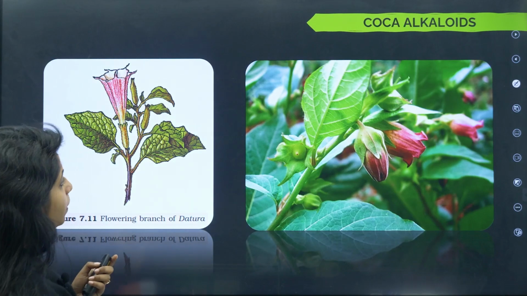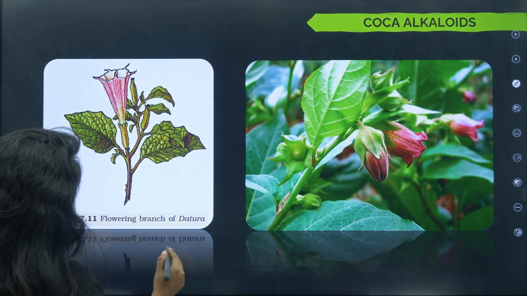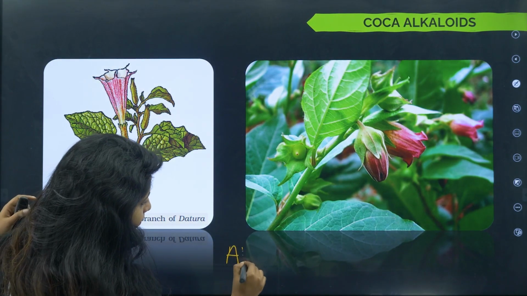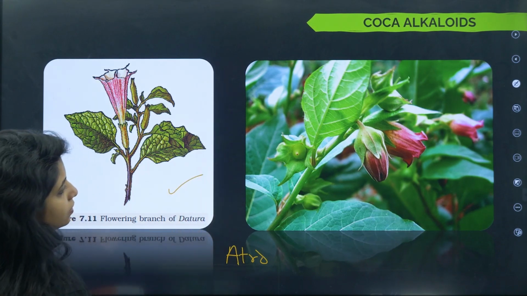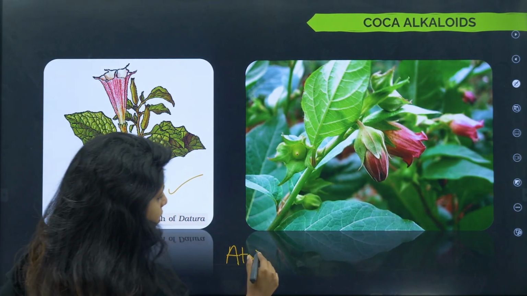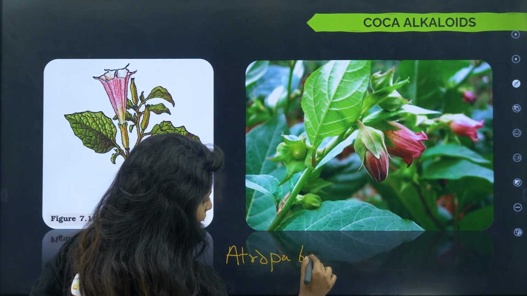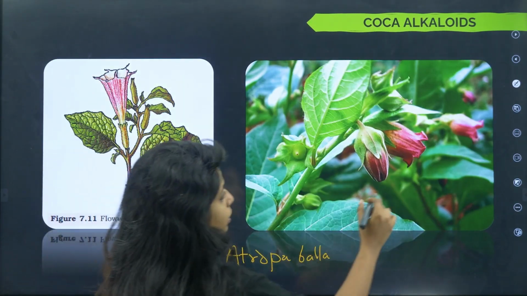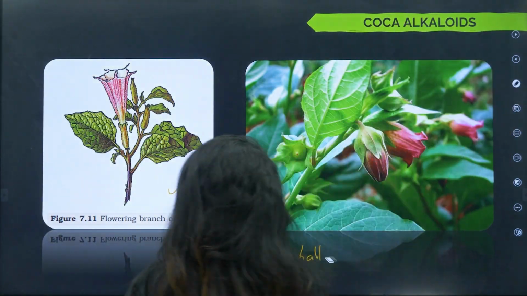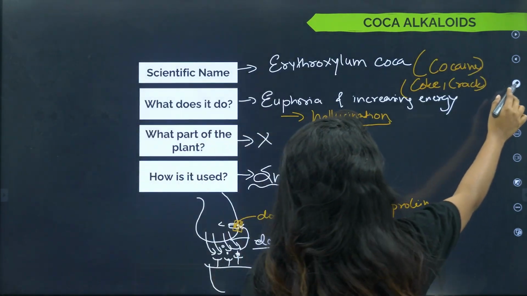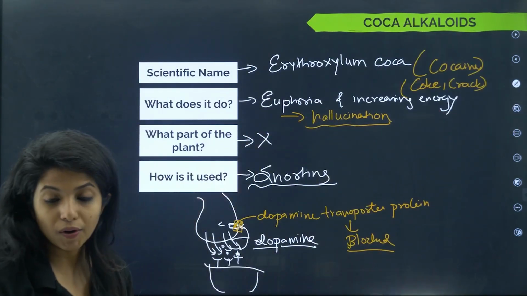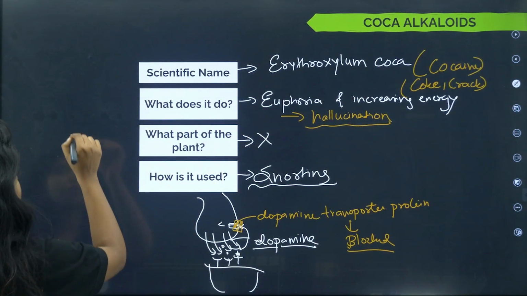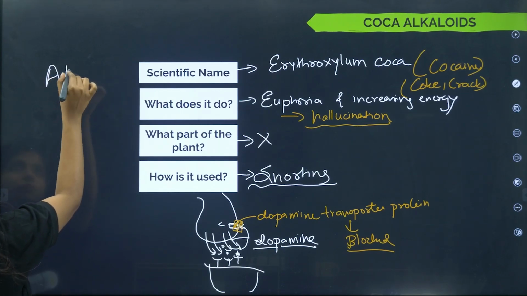What is it? Atropa, belladonna and datura. I am writing it. This is datura, okay. This thing that you see over here, it's datura. Atropa, belladonna. It is belladonna. So you might be thinking, ma'am also does not remember it. Obviously, even I do not remember it. We have to find ways to remember it, which is why I came with a way.